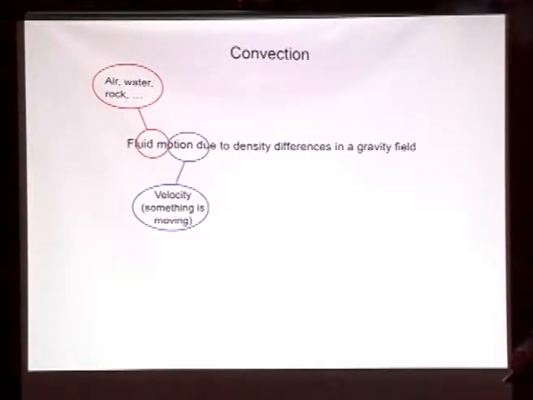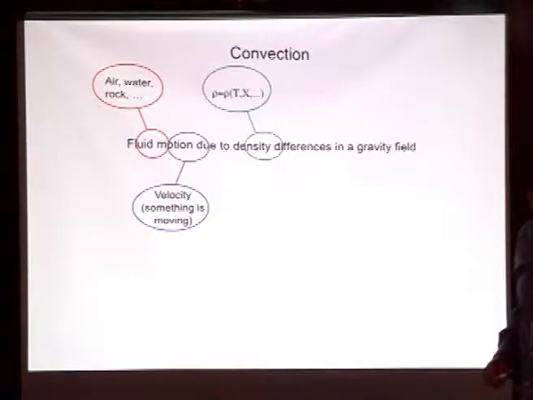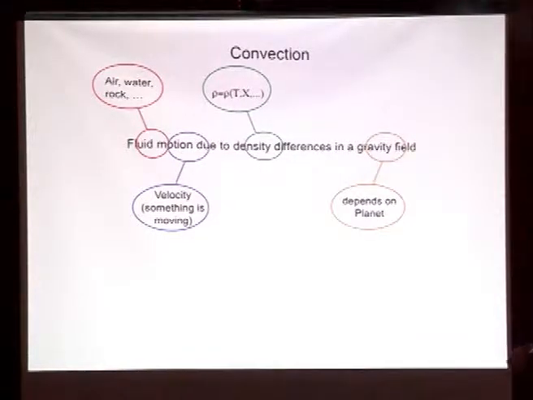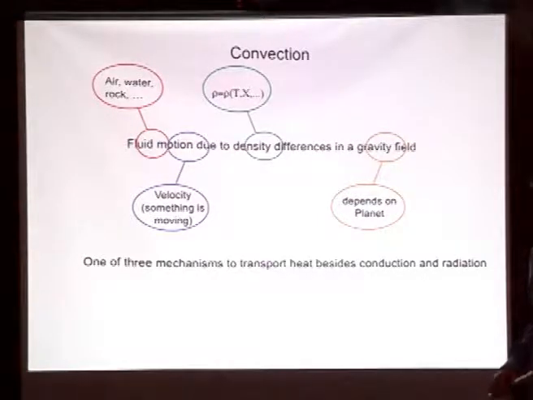Motion implies that there's a velocity involved. Something is moving. Something is translating. A piece of fluid is moving. Density differences due to temperature is probably the most common one. There's also composition involved, or you can potentially think of other things that influence the density. And the gravity field will depend on your planet. If you go outside Earth, you think of Mars or Moon, much smaller gravity. If you think of super-Earths, which are of interest these days, gravity would be much different. And plate tectonics might be very different as well on those planets.